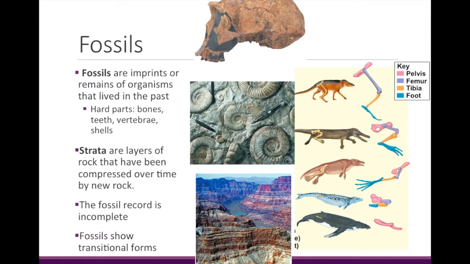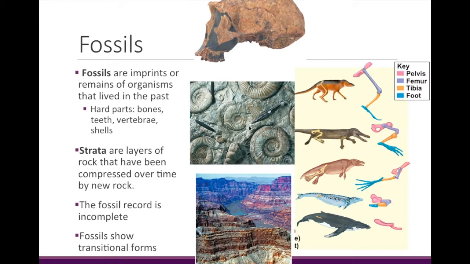A fossil is an imprint of part of an organism or an entire organism that is preserved in rock. The soft parts of dead organisms usually decay quickly, but the hard parts can be fossilized if they're in the right environment. On the top here, you can see a fossilized skull of one of the early relatives of humans, named Homo erectus. In the middle, we have fossilized shells of ammonites.